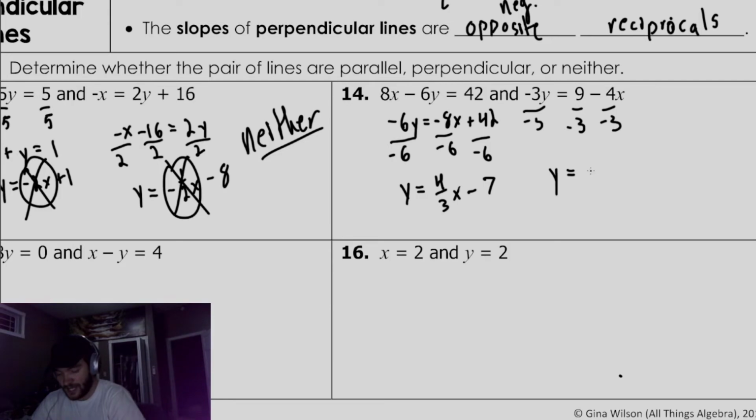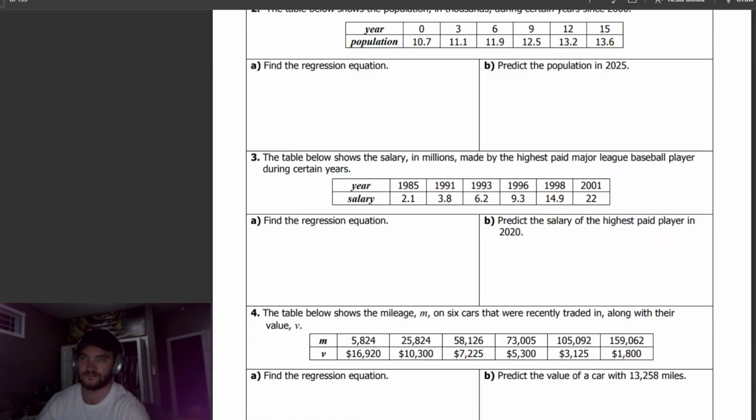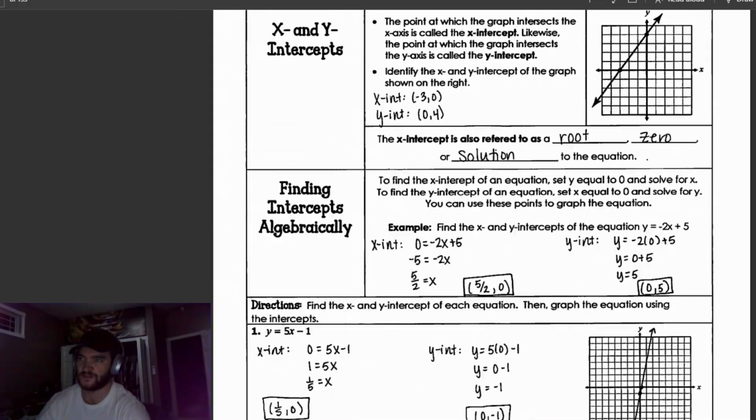Positive 4 over 3 as well. Minus 3. Which I hope that was right. Let's see here. Maybe I didn't do that one right. I think I did.